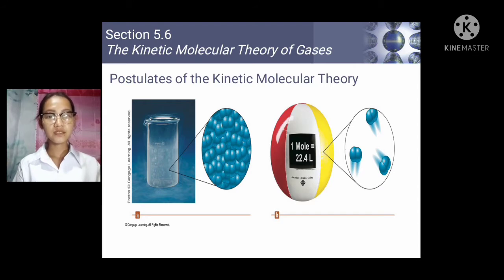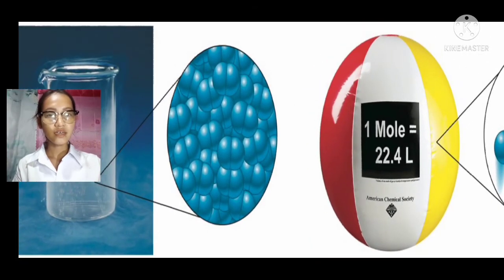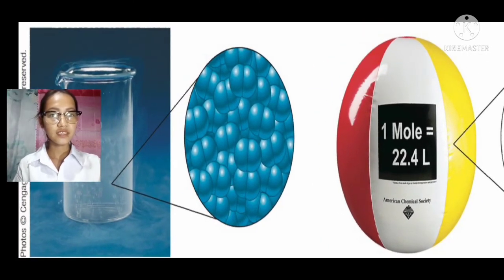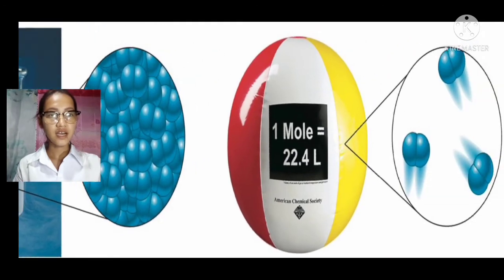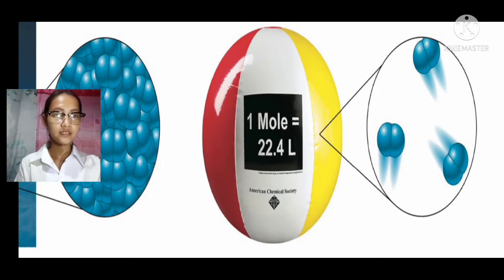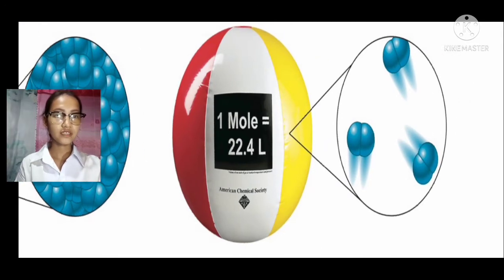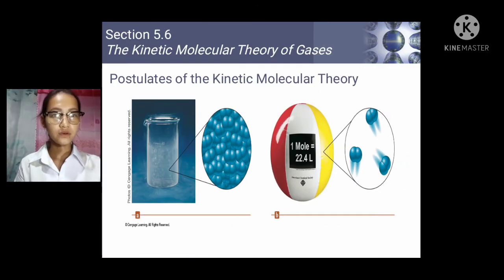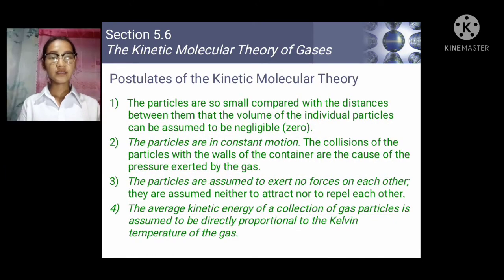On the left side, the sample is the container, and these are the particles inside the container. The next sample is the balloon, and these are the particles inside the balloon. Number 1, the particles are so small compared with the distances between them that the volume of the individual particles can be assumed to be negligible, or zero.